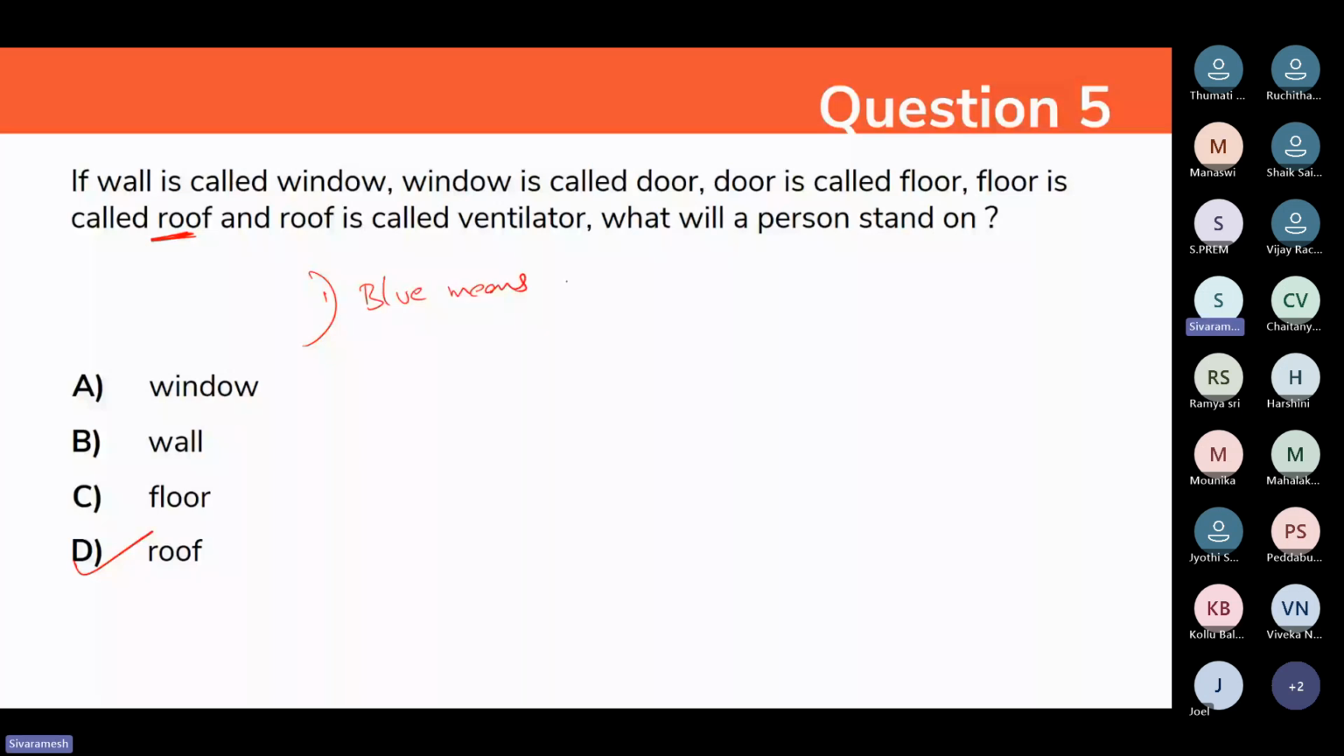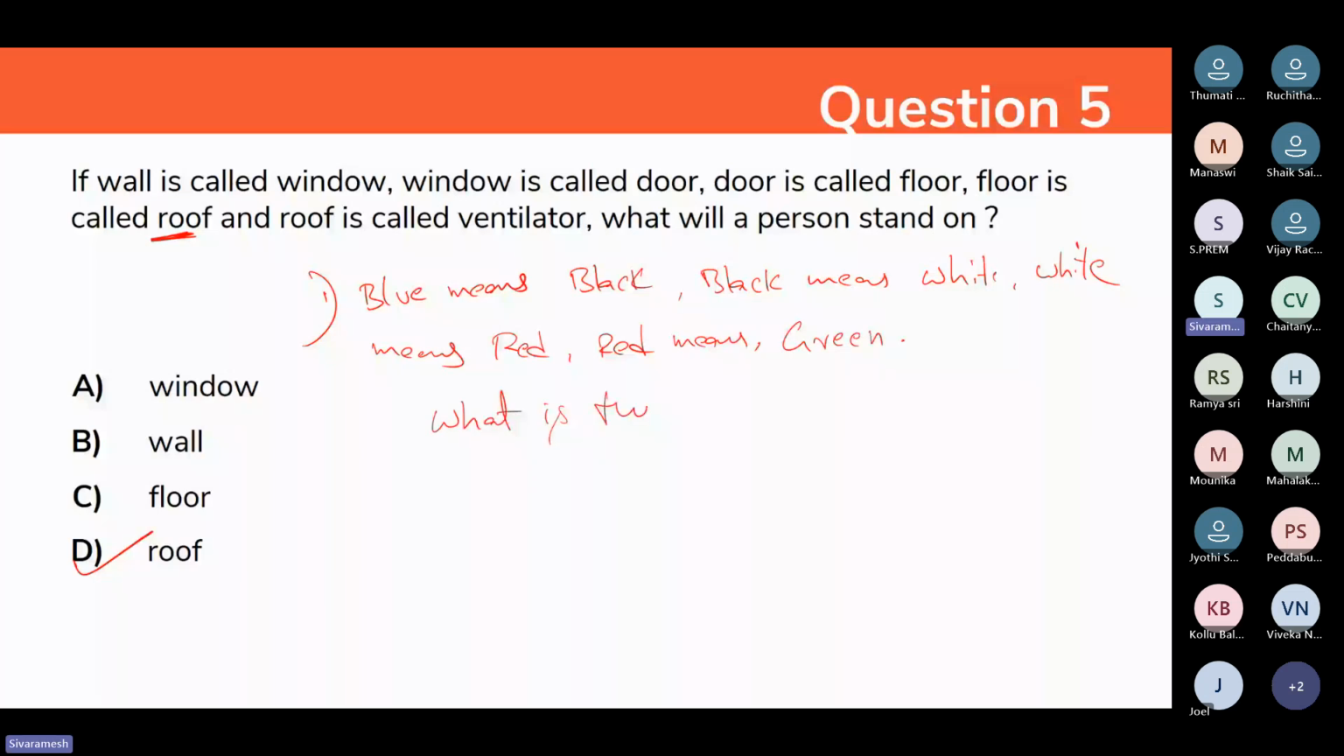Blue means black. Black means white. White means red. Red means green. Okay, that's it. Now my question will be, what is the color of milk? Can you answer this?